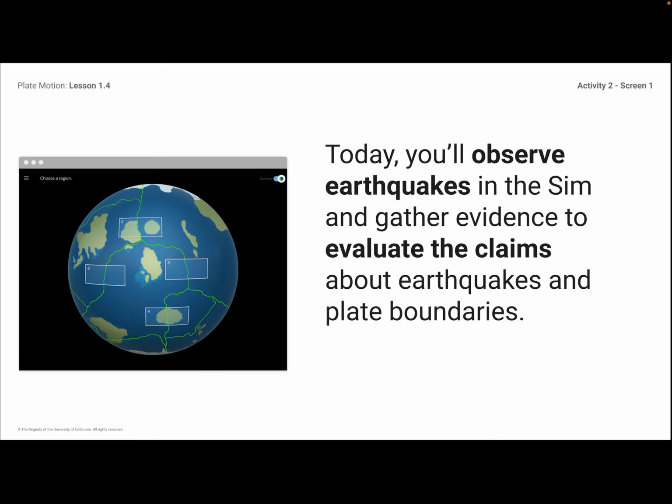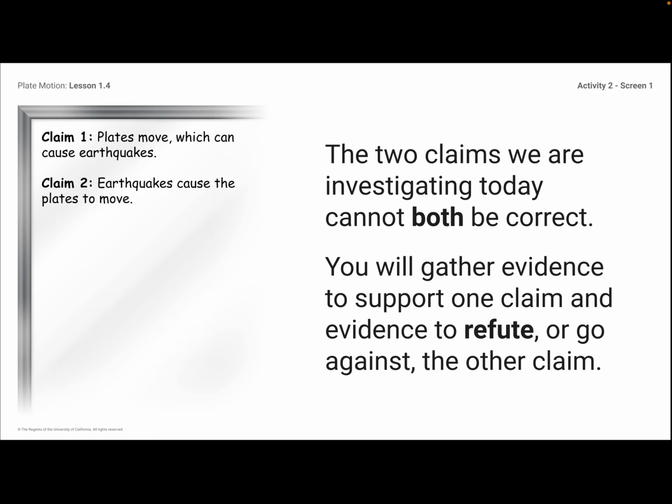So I'm going to have you go into the simulation today, and actually we're going to do it together. I'm going to try and get it in this video. And we're going to get some evidence to evaluate the 2 claims about earthquakes and plate boundaries, and we'll be able to decide which one is the most accurate claim, okay? Which one is the correct claim.